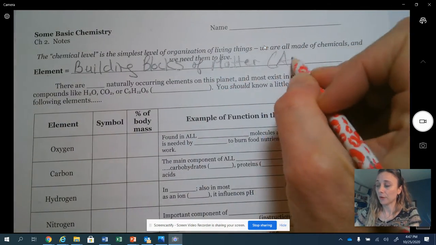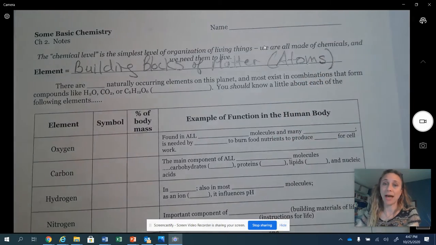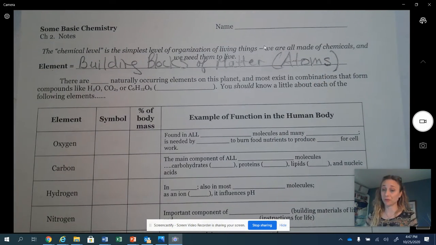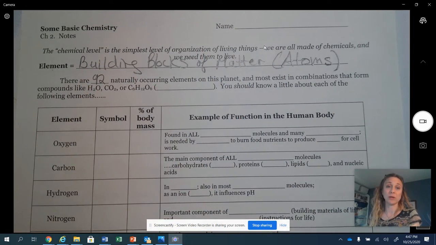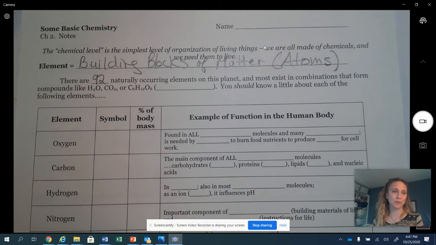Okay, so we're going to be talking more specifically about atoms, but elements are the different types of atoms that are out there. There are 92 naturally occurring elements, so elements in nature on this planet. There's actually 118 on the periodic table, but most of those happen in a laboratory or very quickly appear and then disappear.